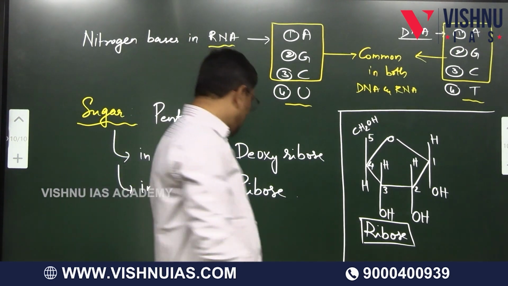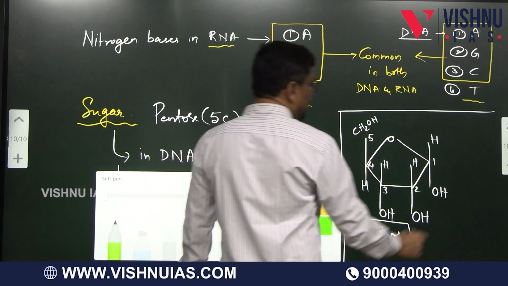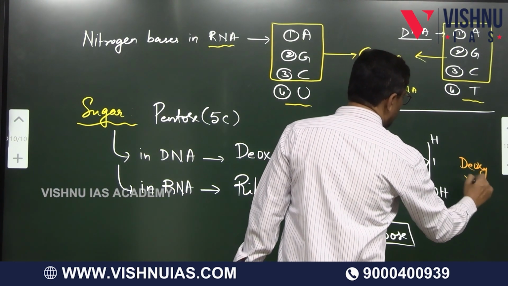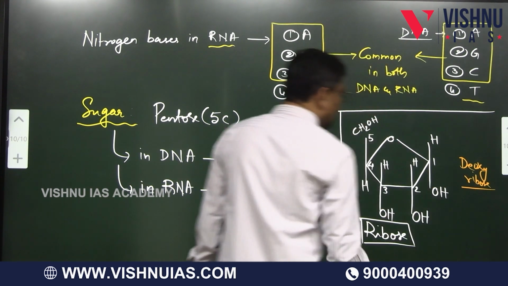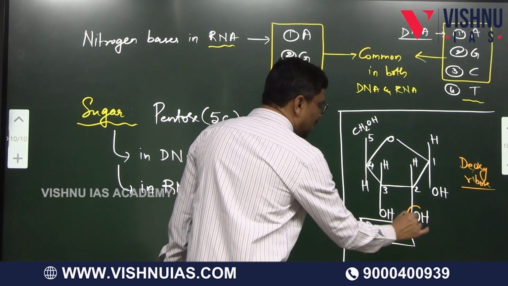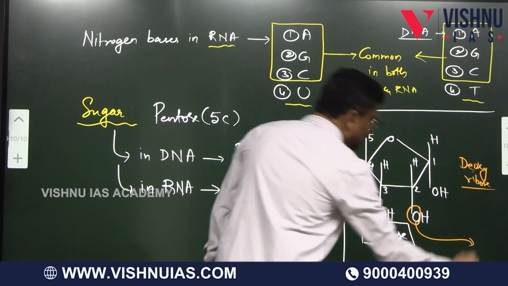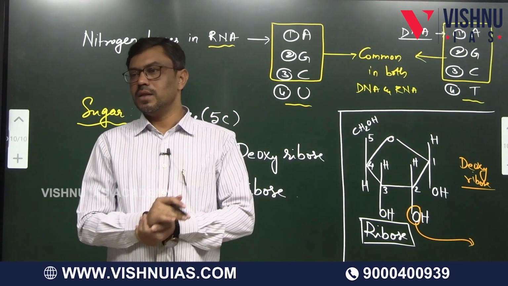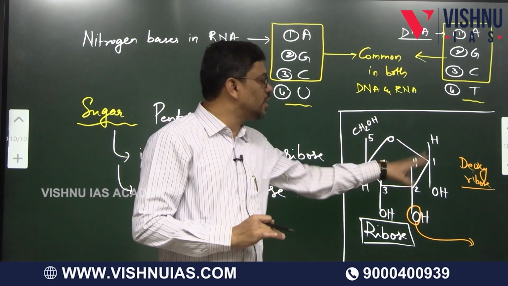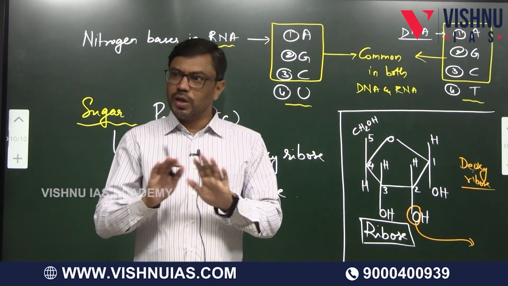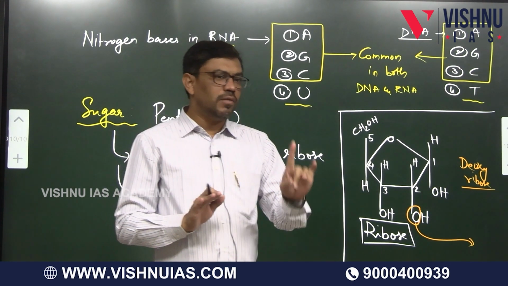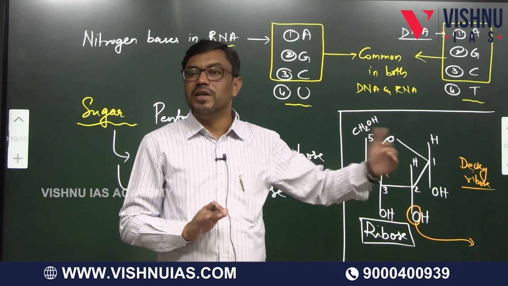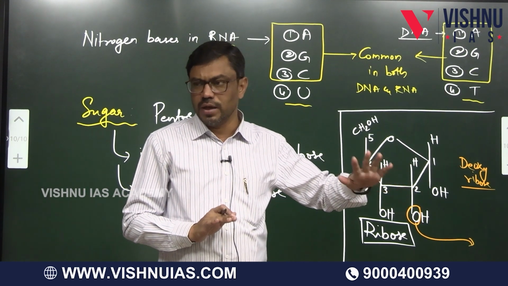Got it? But in deoxyribose, in DNA, what happens is that at the second position, this oxygen atom is removed. Removal of oxygen. Is it clear? That is the difference between ribose and deoxyribose. So ribose sugar is the normal one. In deoxyribose, DNA, one oxygen atom is less at the second carbon atom. That's why it is called deoxy. So there is a structural change. Is it clear? That's enough.